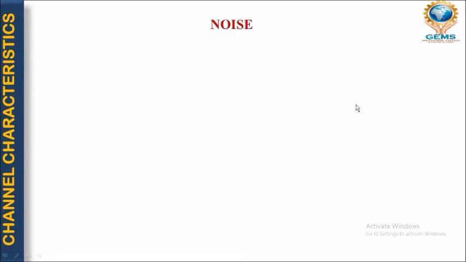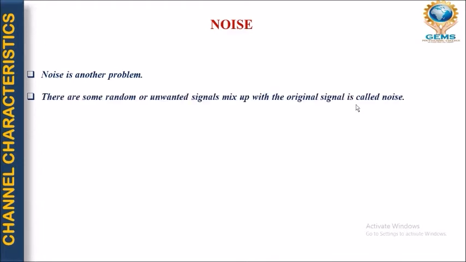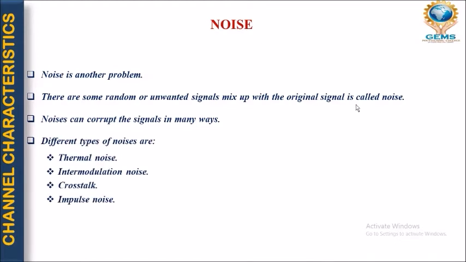Okay, last, let's talk about noise. What do you mean by noise? Noise is another type of impairment. Noise exists due to an unwanted signal which is generally mixed with the original message or original signal. So noise can corrupt the signal in many ways. One of them is thermal noise. The next one is intermodulation noise, the next is crosstalk, and the next is impulse noise. I will try to explain all these things one by one.